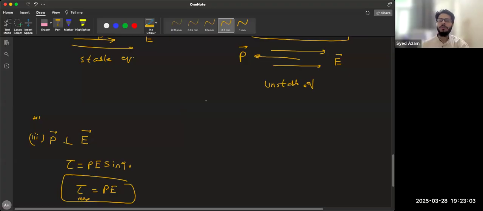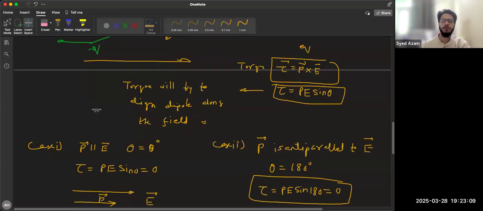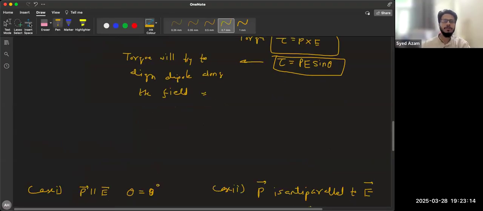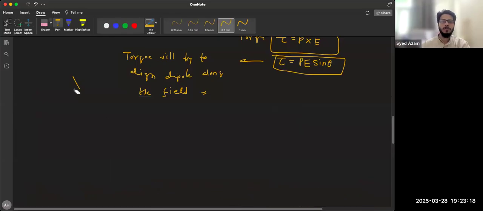Now, along with the torque, one can also discuss the potential energy of the dipole. The potential energy and the work done to rotate the dipole. Let's discuss that position. Although this potential energy is in chapter 2 of NCERT, electric potential, since we are doing torque here, we'll discuss potential energy also.